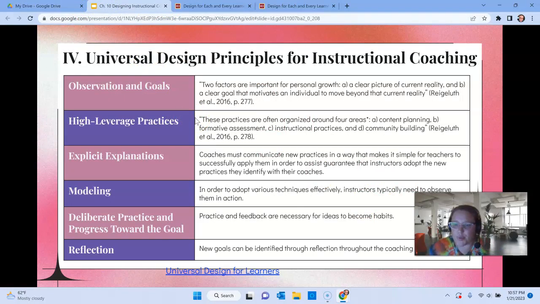So the book outlines some key principles here for universal design principles for instructional coaching. And of course, it's setting observations and goals. Teachers will need to be observed and they will possibly need to observe other teachers. Sometimes this could be uncomfortable. And again, you have to be very careful as instructional coaches not to go in with a checklist as an evaluator.